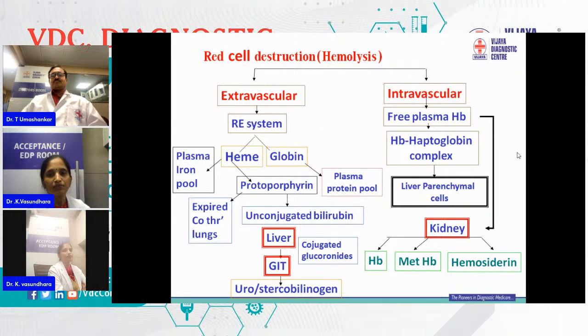So in intravascular hemolysis, because the free plasma hemoglobin conjugates with the haptoglobin, there is a decrease in the serum haptoglobin levels. And you'll see a hemoglobinemia, because of the hemoglobin in the blood, and you will have hemoglobinuria and hemosiderinuria, which is not the case in extravascular hemolysis. In extravascular hemolysis, there's an increase in unconjugated bilirubin, and you'll have urobilinogen and stercobilinogen. Hemoglobinuria, hemosiderinuria and methemoglobin are not seen in extravascular hemolysis.